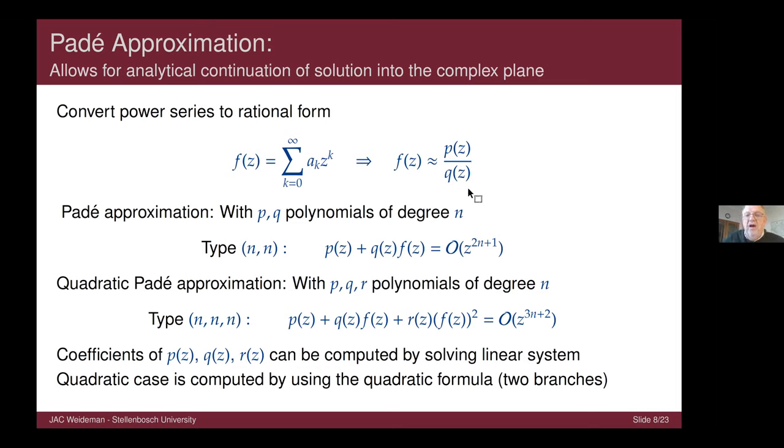You can't approximate branch points, for example, like we had in the Burgers equation. To get around that, or to improve the regular Padé approximation, you can go to so-called quadratic Padé approximation, and that is just to extend this formula by slipping in also a square of the f and introducing a new polynomial r. And so you can knock out a few more powers of z, but again, you can solve for the coefficients of the p, the q, and the r by solving linear systems. And then you set the right-hand side to zero, and you can solve for the f by the quadratic formula. And in that way, you have introduced at least square root singularities into your approximation space.